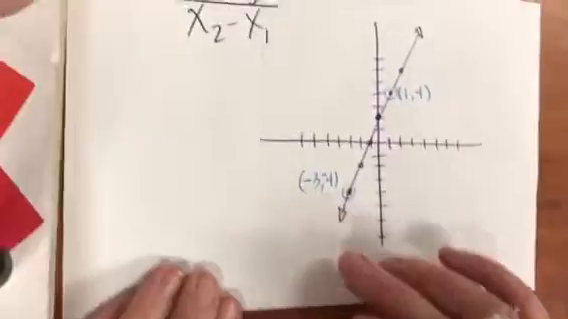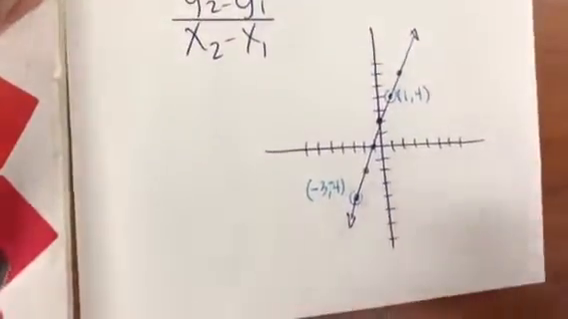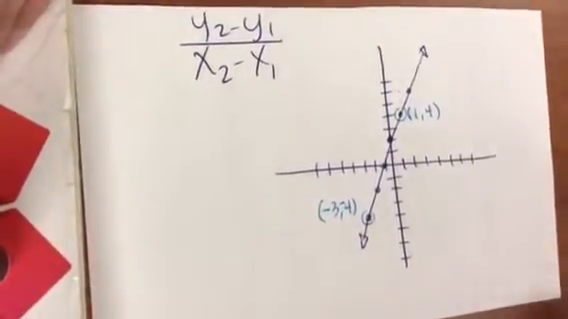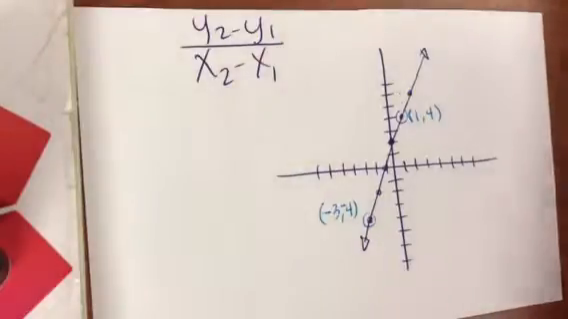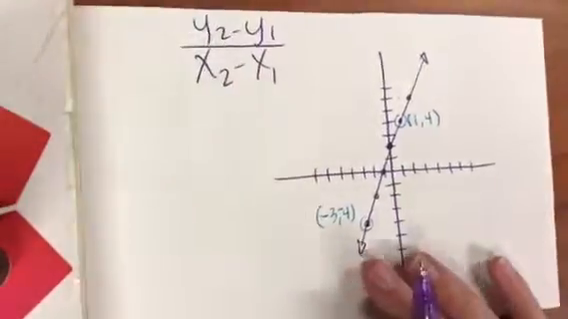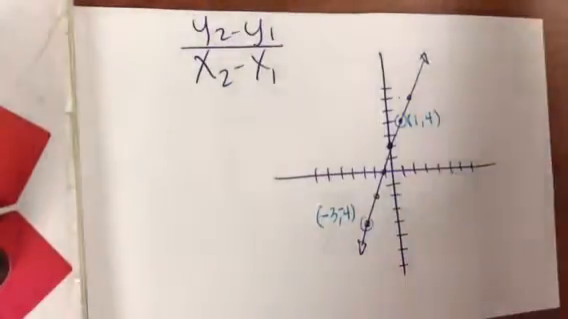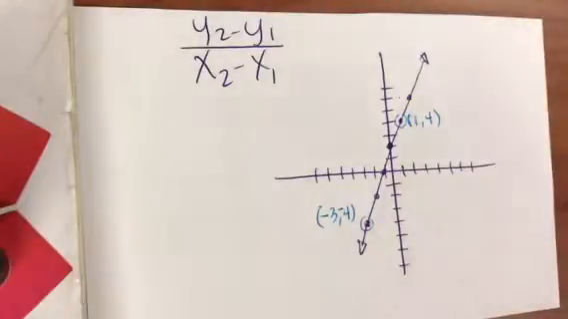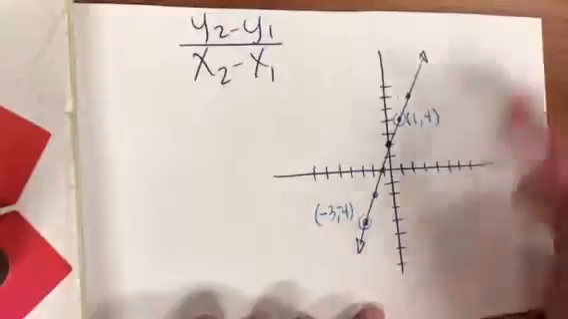What is that, y2 minus y1 over x2 minus x1? What does that mean? Slope. That is our formula to find our slope. That is your rise over run. That is the change in y over the change in x. Okay, keep in mind the change in y and the change in x. So we're looking for the slope.